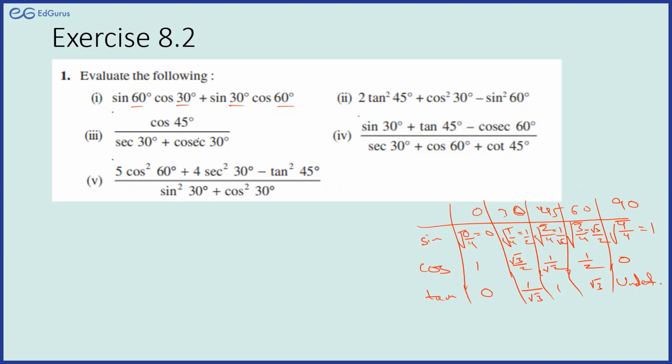So now, which part do you want to do here? Which part do you want me to solve? Any specific part, or should I pick any?